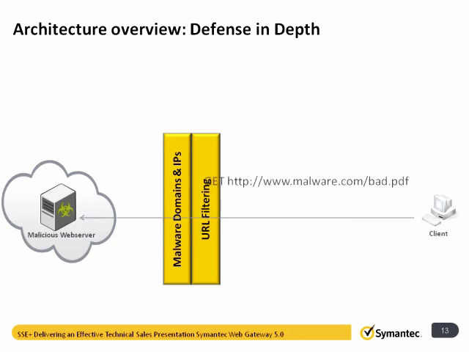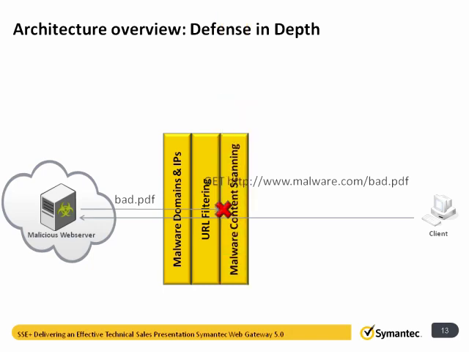In our next scenario, you can see our client machine's trying to go to www.malware.com, and he's trying to download a file called bad.pdf. Now in this example, the web gateway doesn't actually know that www.malware.com is a bad site, but as the end user tries to download the file, you can see the malware content scanning module, or the AV scanning module, actually blocks the file from being downloaded by the client machine.